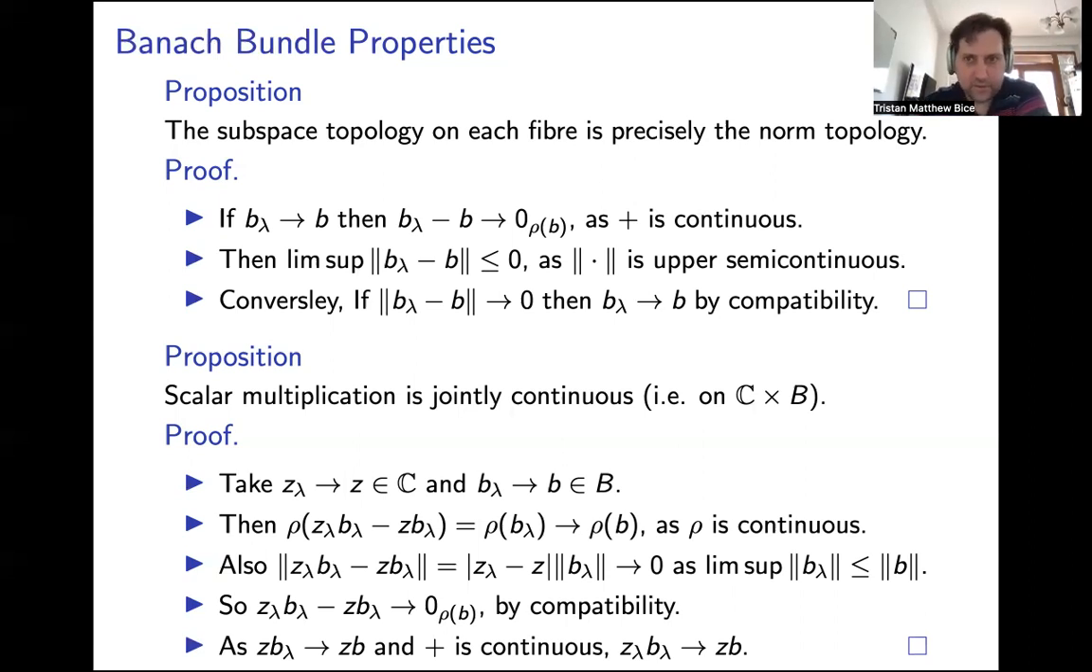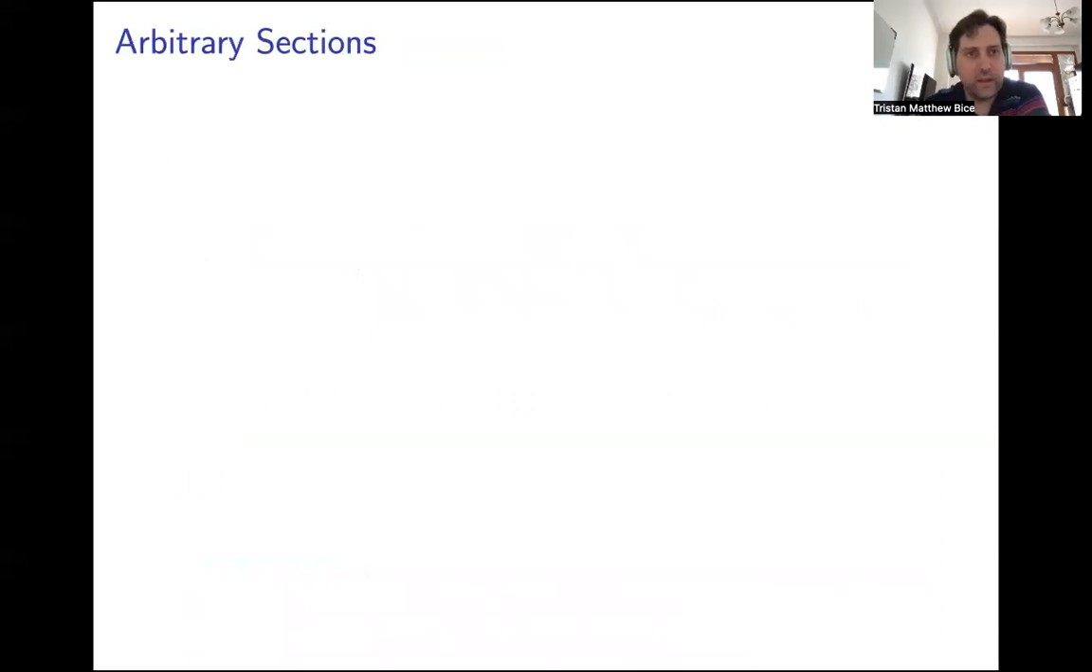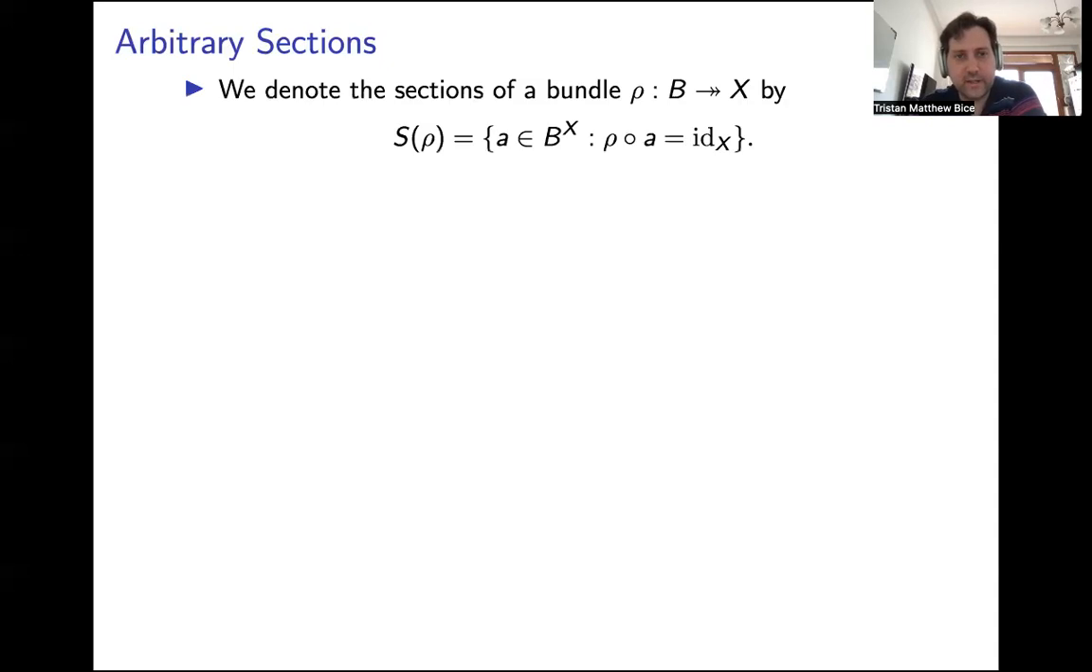So those are just a couple of little results. There are other little results too, I'm sure you could prove, but these are two important ones I thought I should at least show you first. As we said, when we're looking at bundles, we're primarily interested in sections. So let's introduce some notation. Let's denote the sections of any bundle rho just by S of rho. Right? So it's all those functions from X to B which are right inverses of rho, which end up picking elements in every fiber, basically.